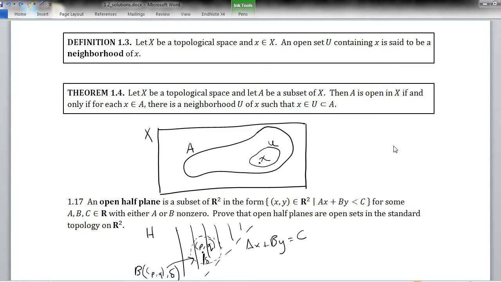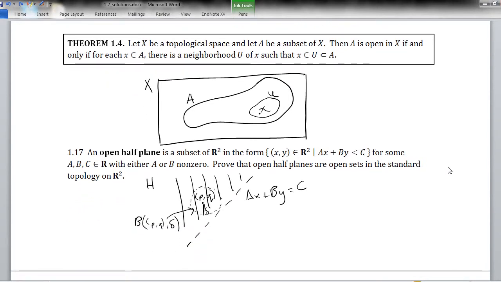This theorem is called the local characterization of open sets because it says that in order for A to be open, it's enough to just look at one particular point in it, well, at every point in it, and make sure we can find a neighborhood of that point contained in A. Okay. So this is often a convenient way to show that a set is open.